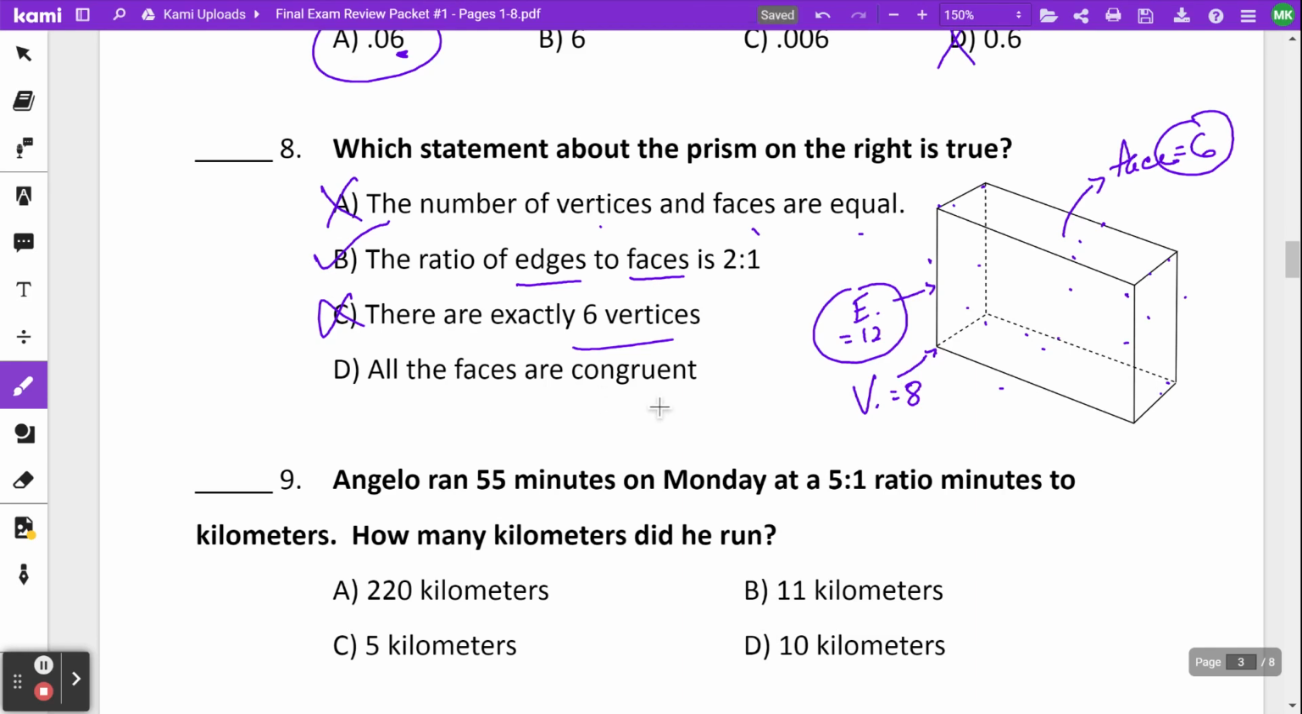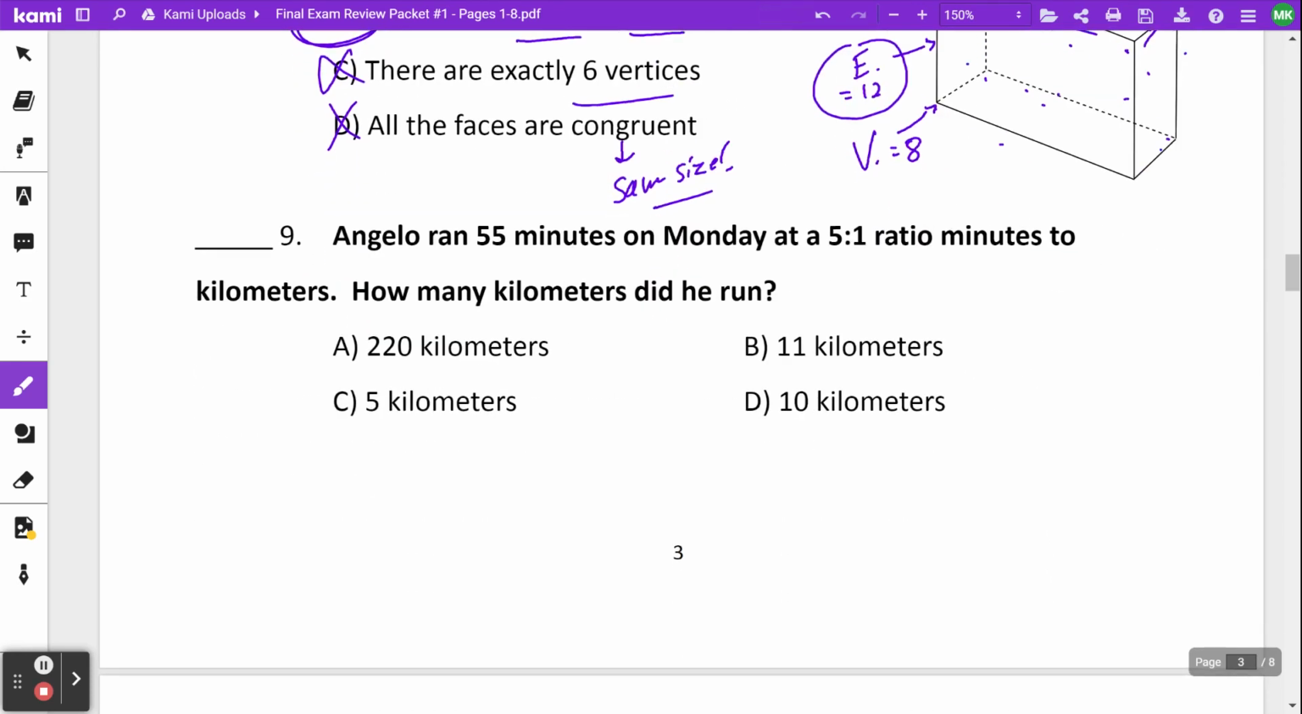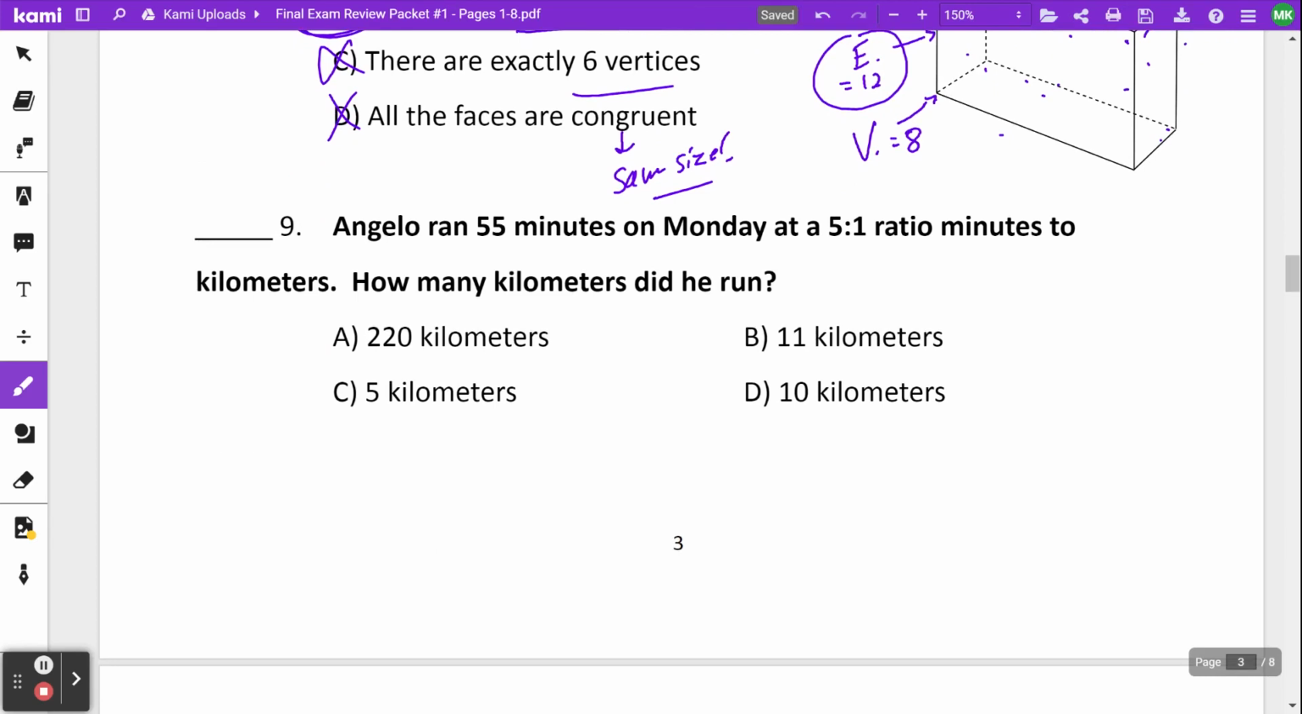All the faces are congruent. That means they have the same size. Same size. They're equal. Is that true? All the faces? No. Some of them are much thinner than others. So no, that's out. Choice B. Okay. Next, Angelo. He ran 55 minutes on Monday at a 5-to-1 ratio.